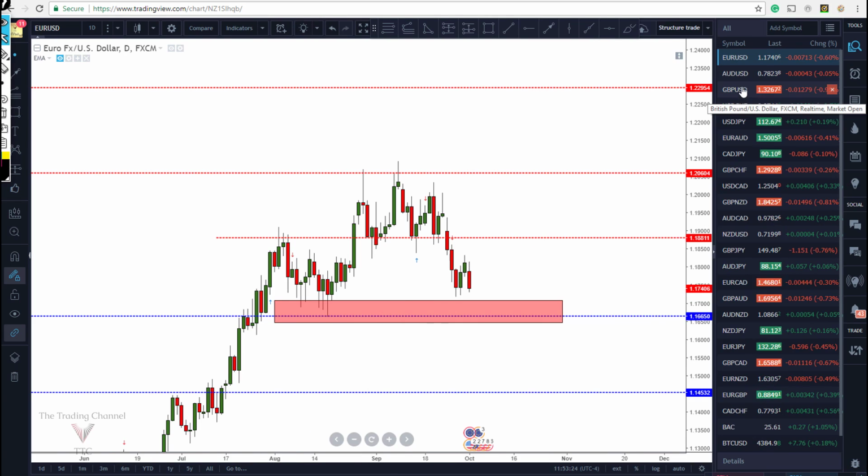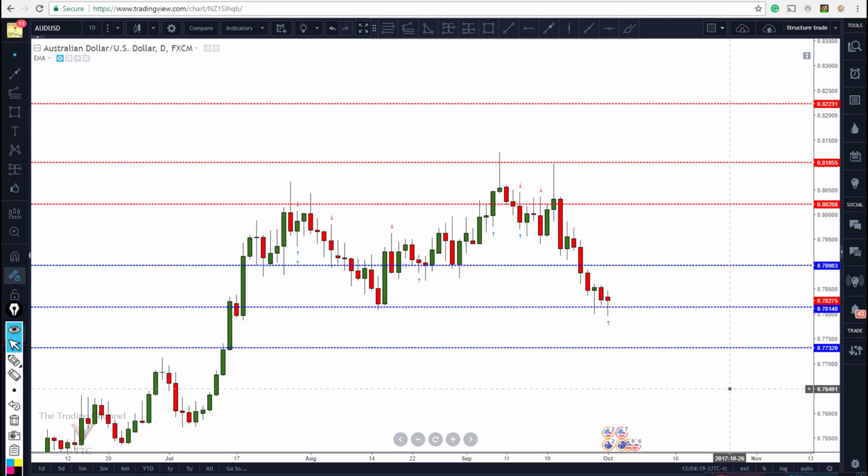Now we'll go ahead and move on to the Aussie dollar. Alright traders, so here we are on the Aussie dollar, and as you can see we're floating around a major support level at the moment here at the 0.7814 area, and this is an area where we will be looking for some type of buying opportunities down on lower time frame. This is a level that's been tested multiple times in the past as support and resistance and could play a major role in the direction of this market.